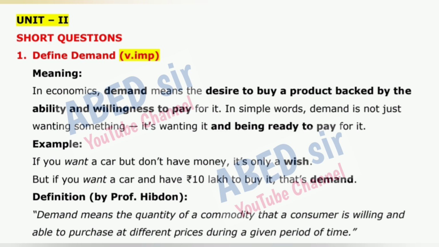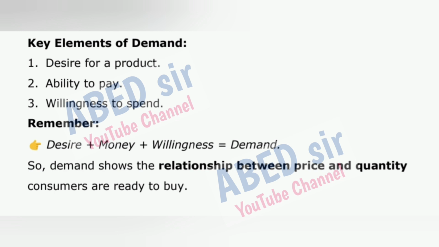Definition by Professor Hibdon: demand means the quantity of a commodity that a consumer is willing and able to purchase at different prices during a given period of time. Key elements of demand: 1. Desire for a product. 2. Ability to pay. 3. Willingness to spend. Remember, desire plus money plus willingness is equal to demand. So, demand shows the relationship between price and quantity consumers are ready to buy.